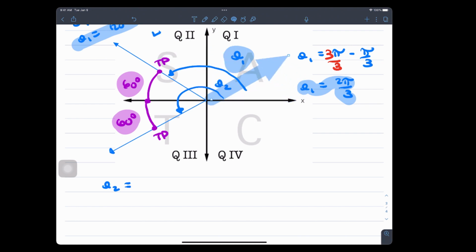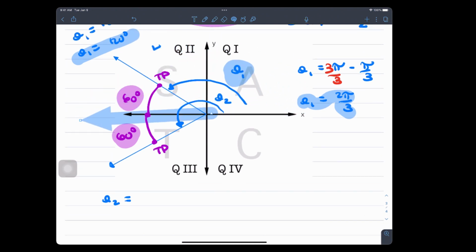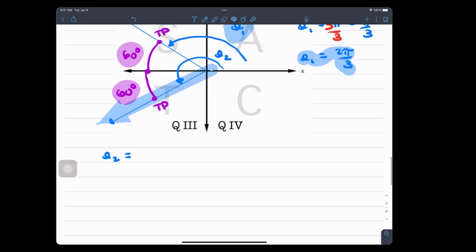Here's what you do. You take the 180 and now you add the reference. Is that true? You take 180 plus your reference. So this will give me the second angle, 180 degrees plus the reference of 60 degrees. And what does that give you for the second angle? That gives you 240 degrees.